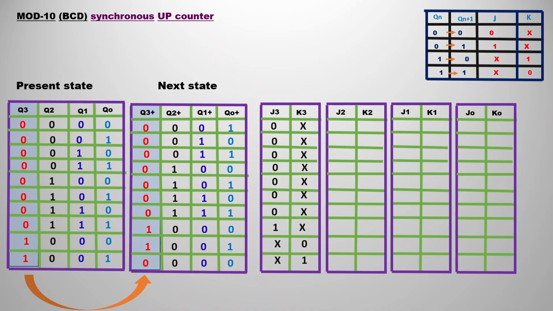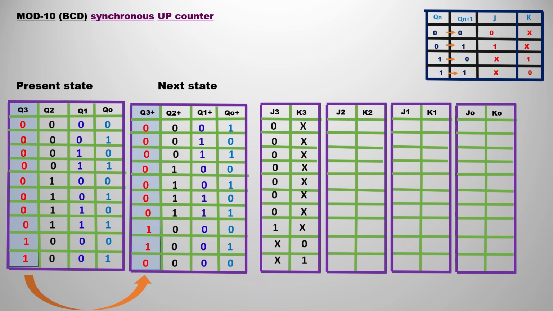So the first step is to find J3 K3. For J3 K3, I have taken the excitation table of the JK in the top right corner. So first we need to compare Q3 plus, because from the present state, how it is changing to the next state, that we have to compare with the excitation table of the JK flip-flop, and we need to place JK in the J3 K3 columns.